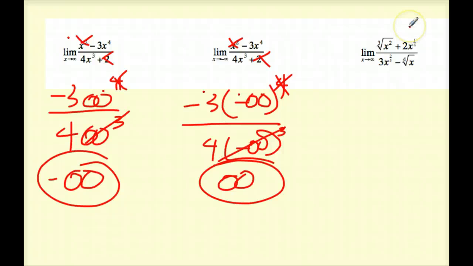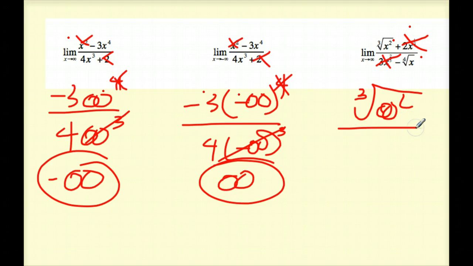Over here, let's go ahead and plug in. We notice 2/3 is bigger, so I don't need that. And we also notice this is bigger, so I don't need that. So I get the cube root of infinity squared over negative 4 square root of infinity. It's going to give us an infinity.